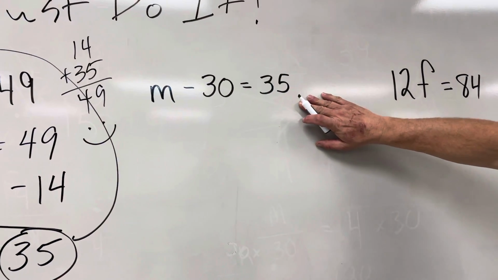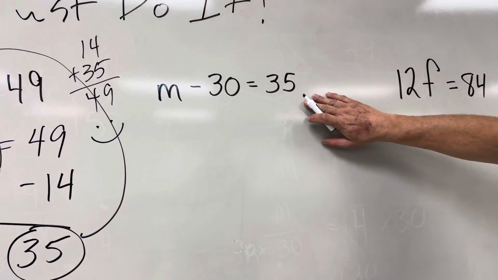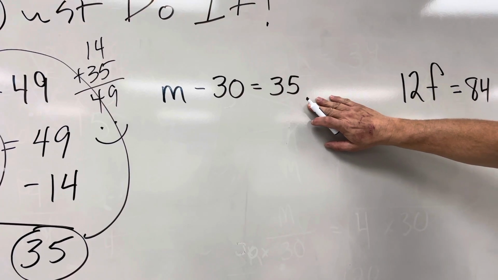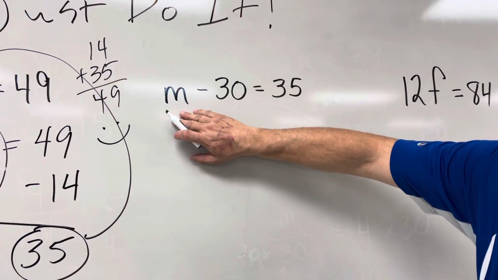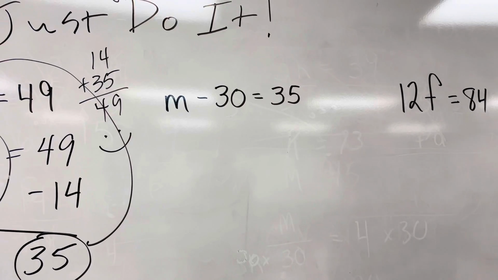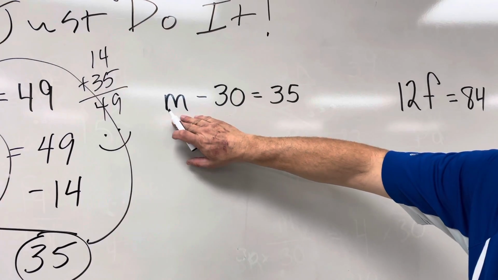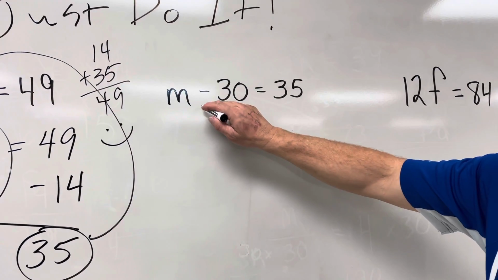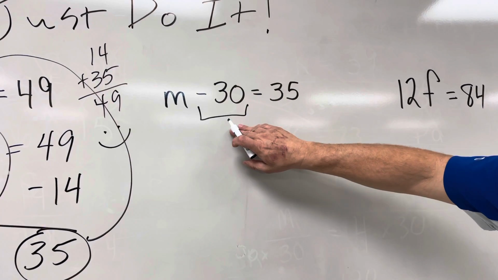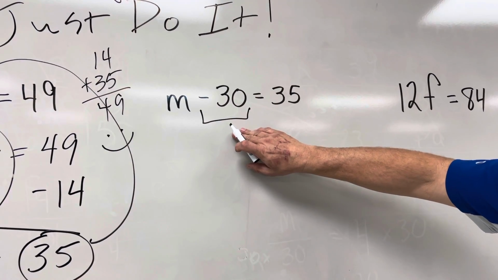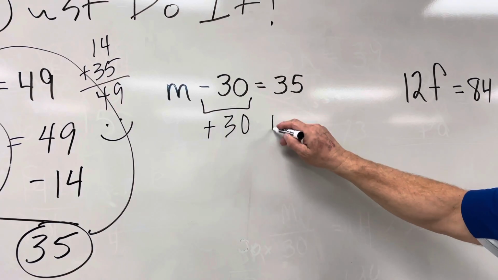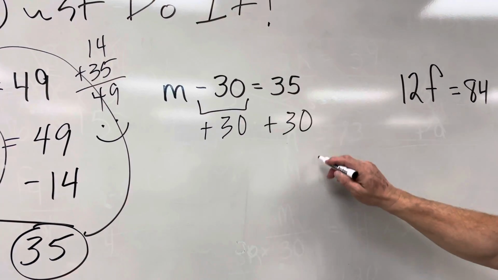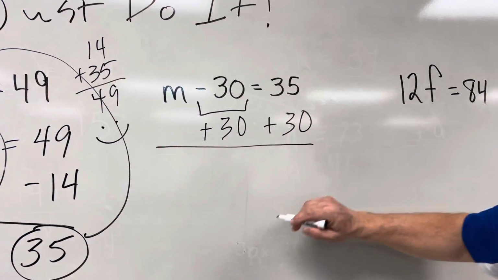Problem 2, we have a subtraction equation. Once again, we want to get the variable by itself. Notice that the variable's in position 1. I like this equation the way it's written. So I need to get the variable by itself. I need to undo the subtraction of 30. So I want to do the opposite of that. I want to add 30 to each side of the equation. What I do to one side, I do to the other.